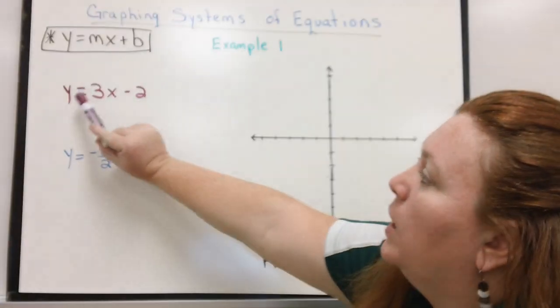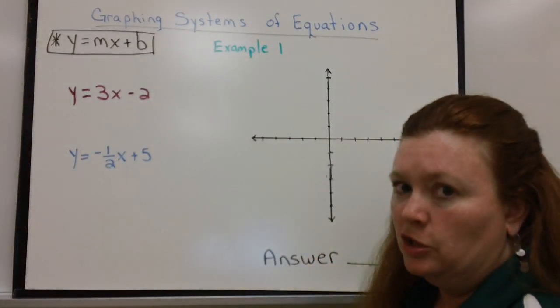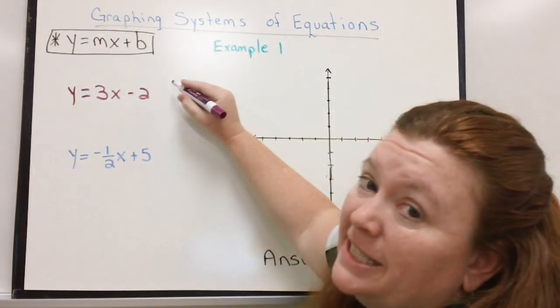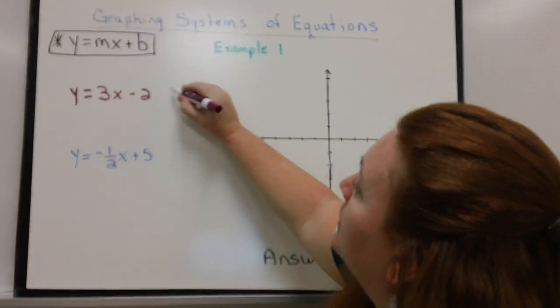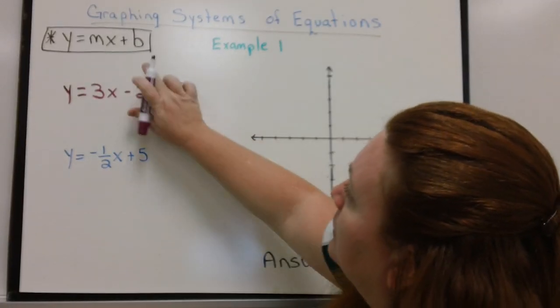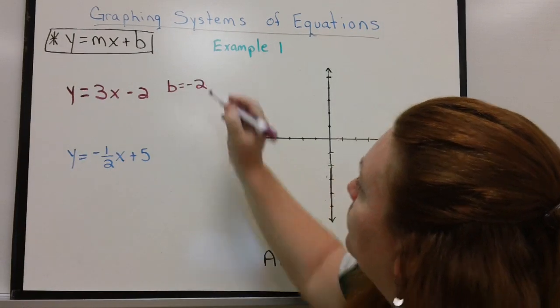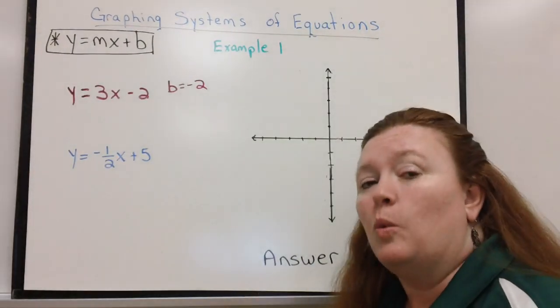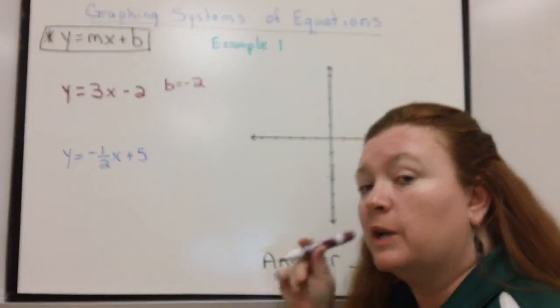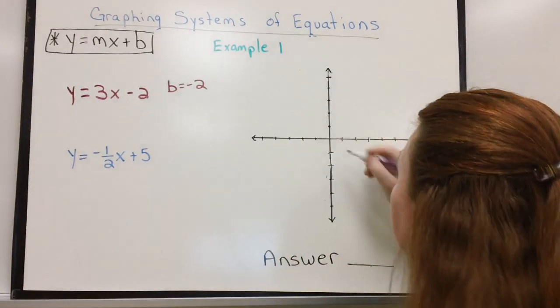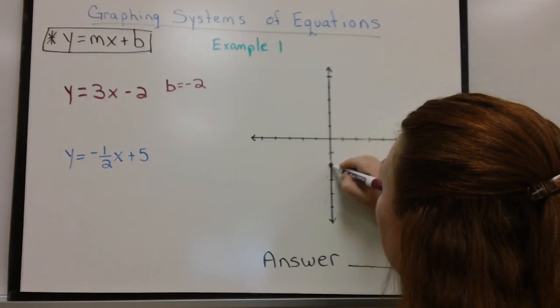So when I look at y equals 3x minus 2, the first question I need to ask myself is, what is b? That's the first thing. b is negative 2. What does that mean? b is your y-intercept. So we're going to go to the y-axis and graph negative 2 on the y-axis. So that is right about here.